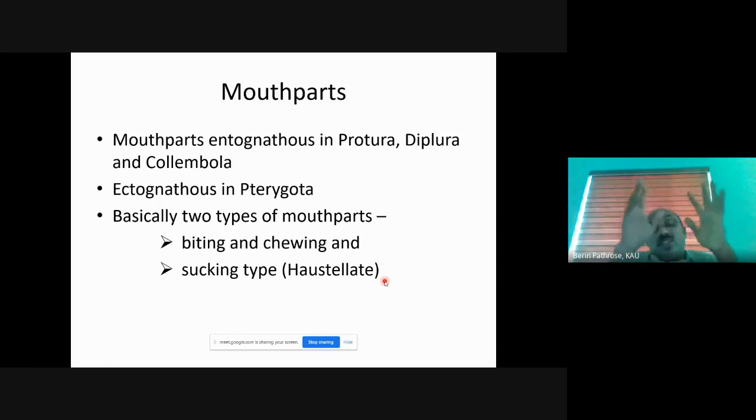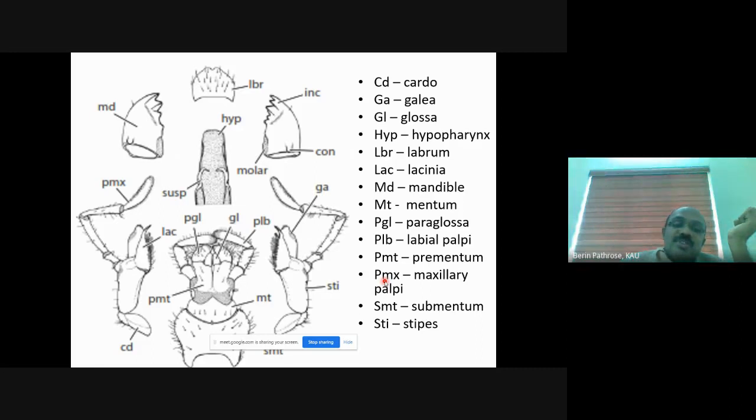It is endognathous only in three groups, that is Protura, Diplura, and Collembola. It is not in the insect group now. And it can be divided into biting and chewing and haustellate or sucking mouth part. So this is the basic structure of an insect mouthpart. This type of mouthpart is a basic chewing and biting type of mouthpart.